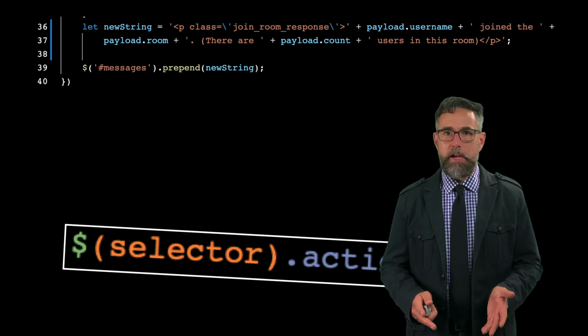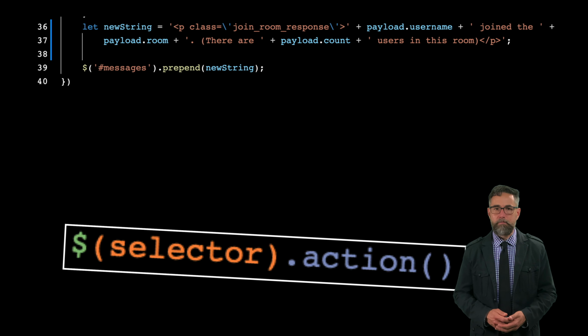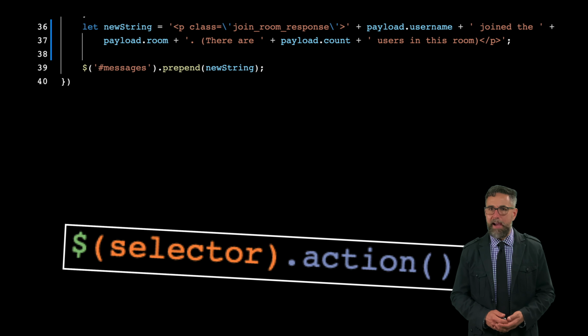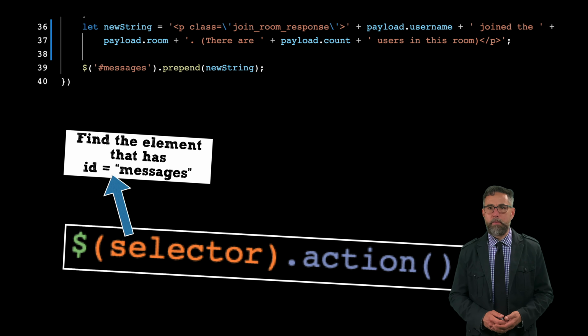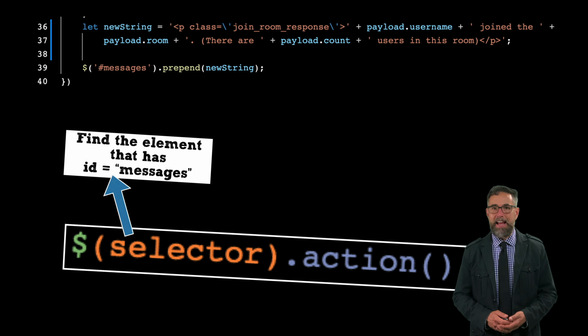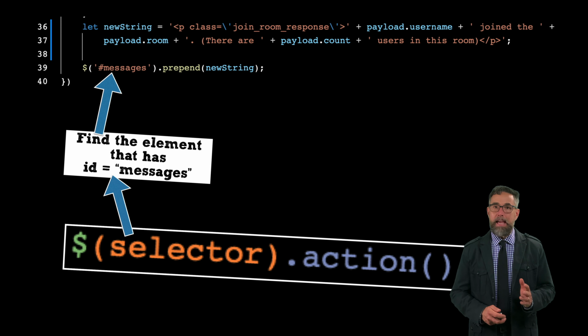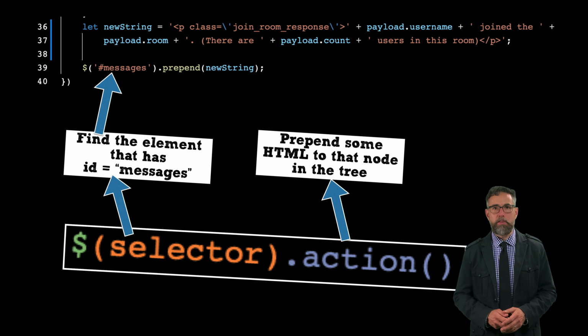So first of all, we know that jQuery works with a selector and an action. So let's look at line 39. We've got that work happening right there. Our selector is going to find all the elements in our document object model that have an ID with an attribute of messages. We're going to do that by looking for hashtag messages in a string in the selector on line 39. The action that we're going to do is we're going to prepend some HTML to that particular node. Our action is to prepend HTML to whatever node in the tree we've selected. So that happens right there.